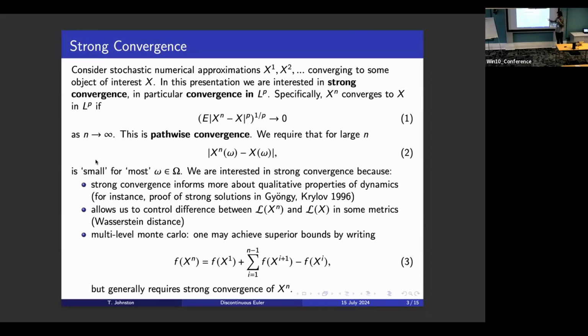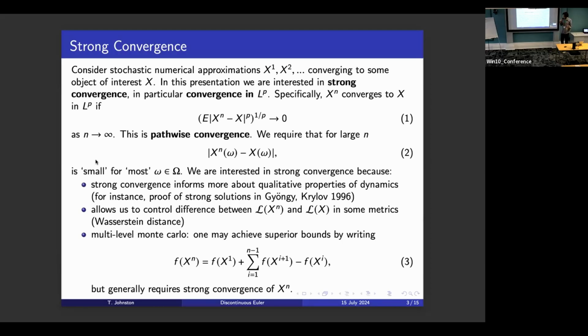One, it can tell you qualitative properties of the dynamics. For instance, the famous 1996 paper of Gyöngy and Krylov on strong solutions of SDEs is proven using the Euler scheme. So it can tell you something about the dynamics. It also allows us to control the Wasserstein distance between the law of our approximations and the continuous time process in some metrics. By definition, if one has L^p convergence, then one controls the Wasserstein distance here.